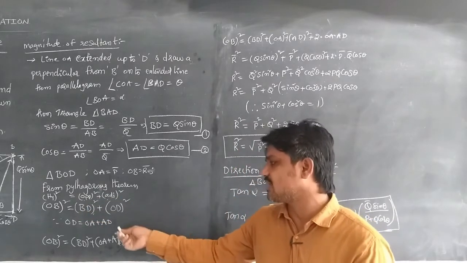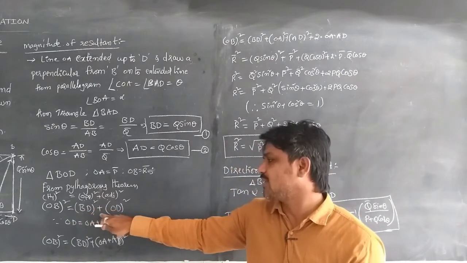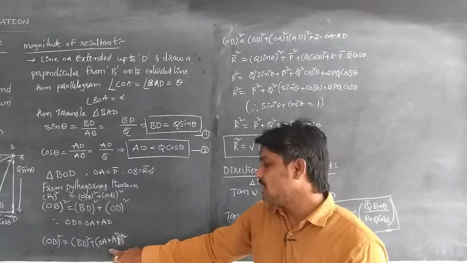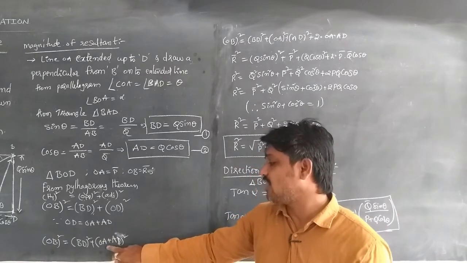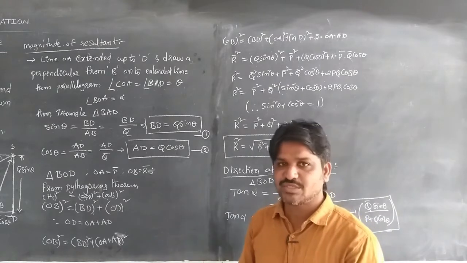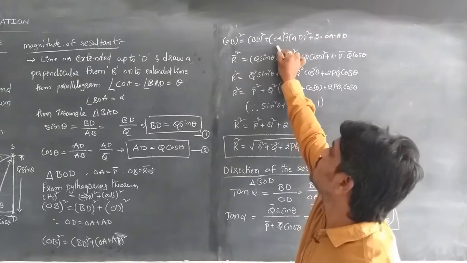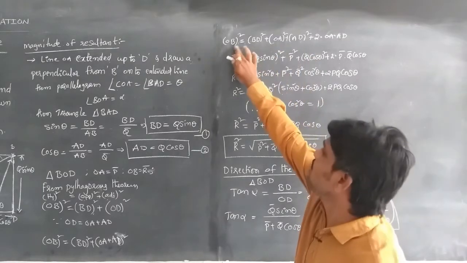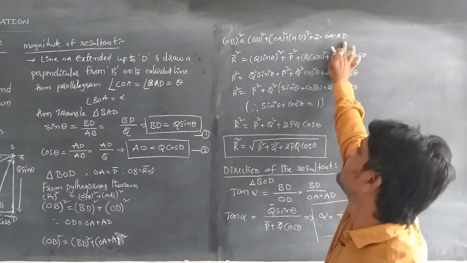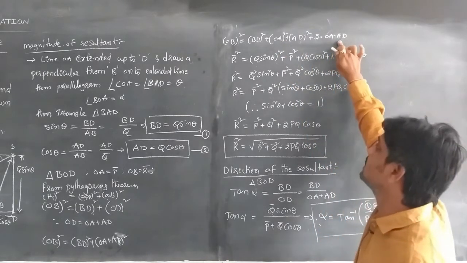From that equation we have OB square is equal to BD square plus OD square. OD means OA plus AD. So this is in the form of (A plus B) whole square, that's why we are comparing it. We are expanding it as the (A plus B) whole square formula. So OB square is equal to BD square plus OA square plus AD square plus 2 OA AD.